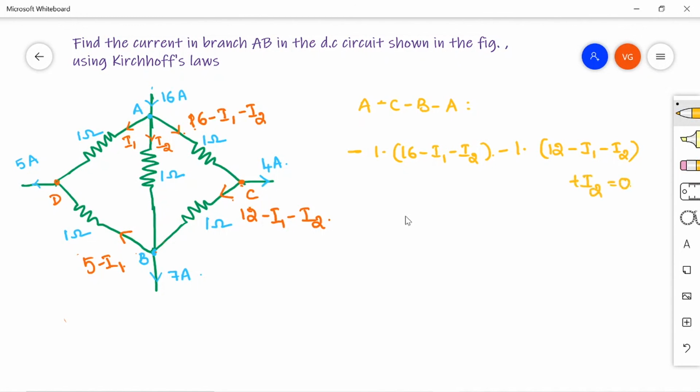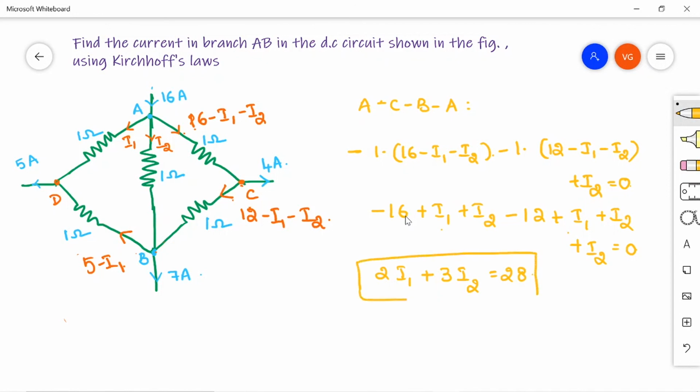Now we have to simplify this equation. That will be minus 16 plus I1 plus I2, minus 12 plus I1 plus I2 is equal to 0. So here I am getting 2I1 plus 3 times I2 is equal to 16 and 12, that is equal to 28. So this is one equation I am getting in terms of I1 and I2, right? As they have asked for the current in the branch AB, we have to find out I2. So write down another equation so that we can solve here.